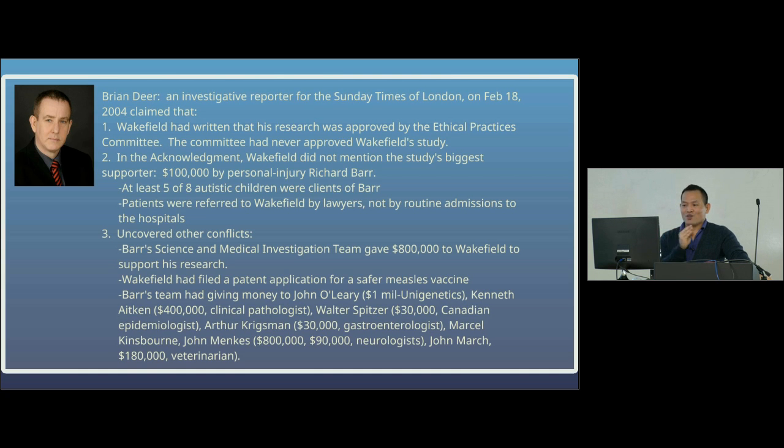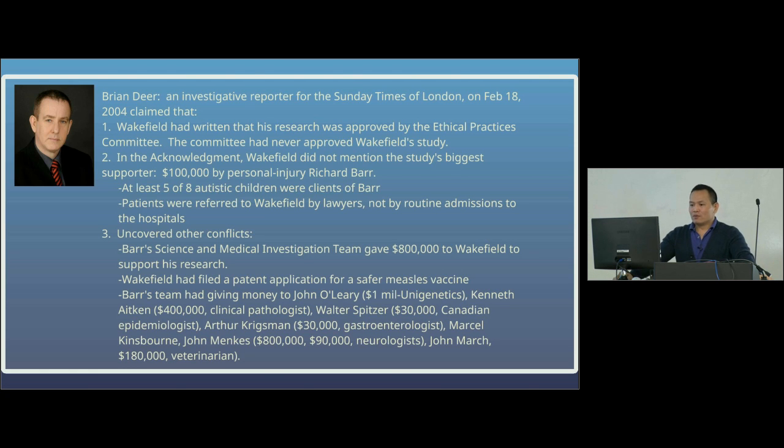So what happened here is that you have parents who wanted to sue the UK government or the pharmaceutical company, went to Richard Barr to be his clients. He referred them to Wakefield to participate in his study. And guess what? The result is exactly what he wanted to see: that the vaccine causes intestinal problems, which then led to autism. Okay? So, these patients are not routine admissions to the hospital, which is what we often see by chance here. They are coordinated patients referred to him by this lawyer, who supported his study.